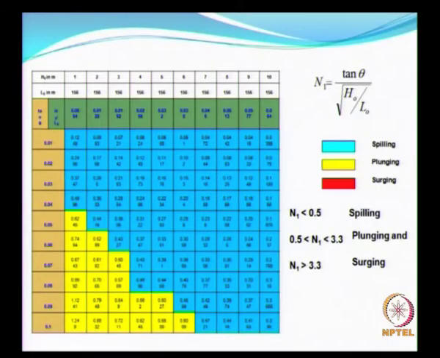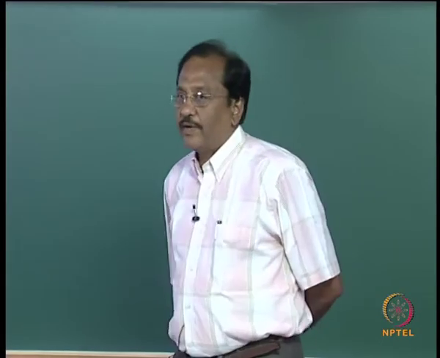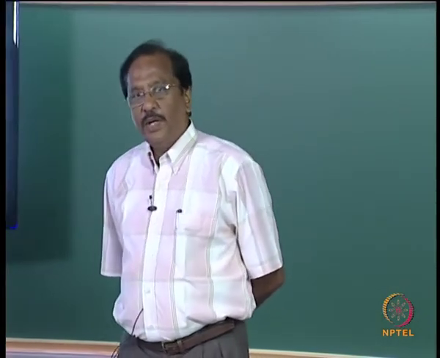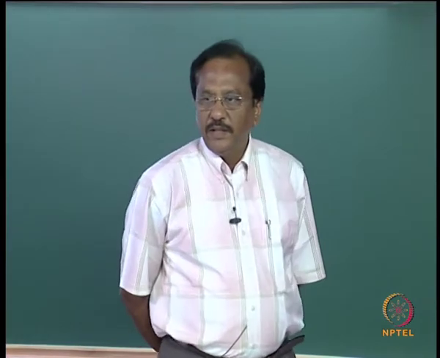So, the plunging breakers, if you see, that is marked in yellow, and this is more or less the transition between your spilling and plunging type of breakers. So, for a given site, if you have the wave characteristics, you can very easily examine what kind of breakers you can anticipate at that particular site. So, here we have varied the deep water wave height from 1 to 10 meters, but you can also have deep water wave heights less than 1 meter.